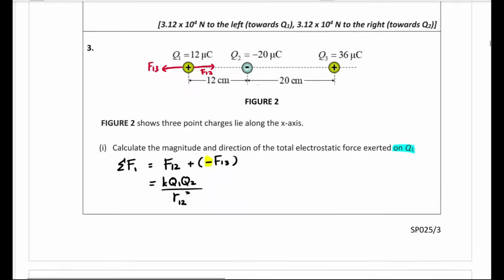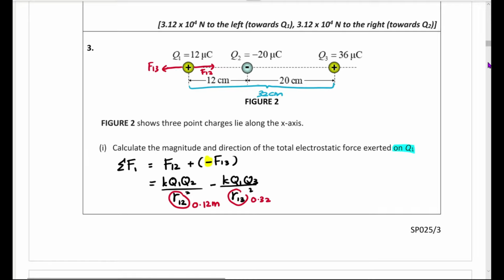Okay, means that R12 adalah distance between charge 1 and charge 2. R13 mestilah distance between charge 1 and charge 3. Okay, so distance between charge 1 and charge 3 you kena tambah lah, which is 32 cm. Ini dia. Okay. So minus KQ1 Q3 over R13 squared. Okay, remember? So R12 is 12 centimeter, which is 0.12 meter. Okay. Ini adalah 32 centimeter, 0.32 meter.